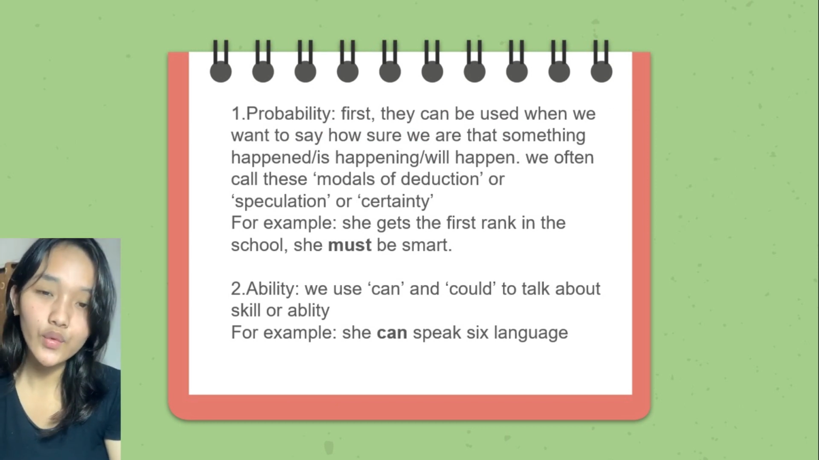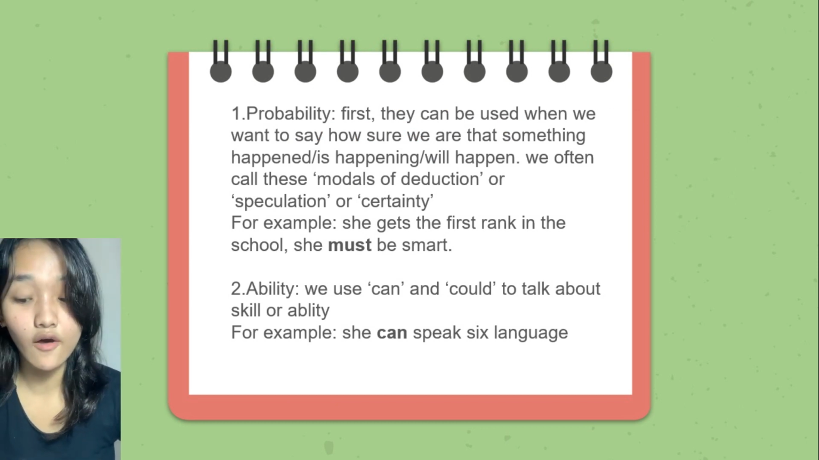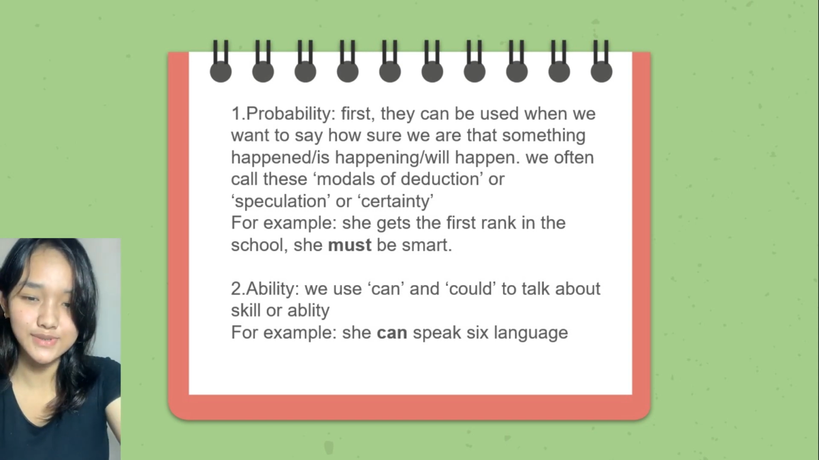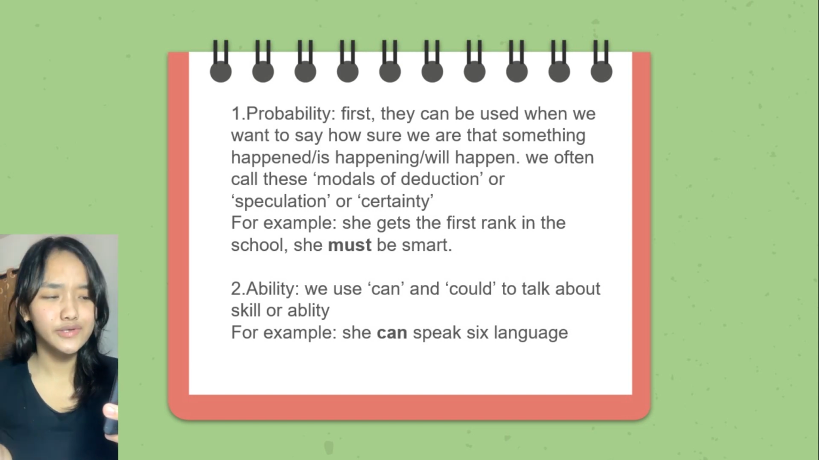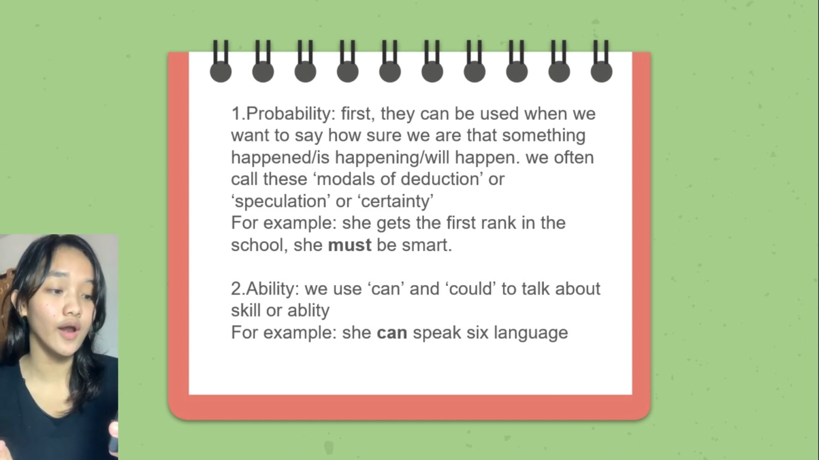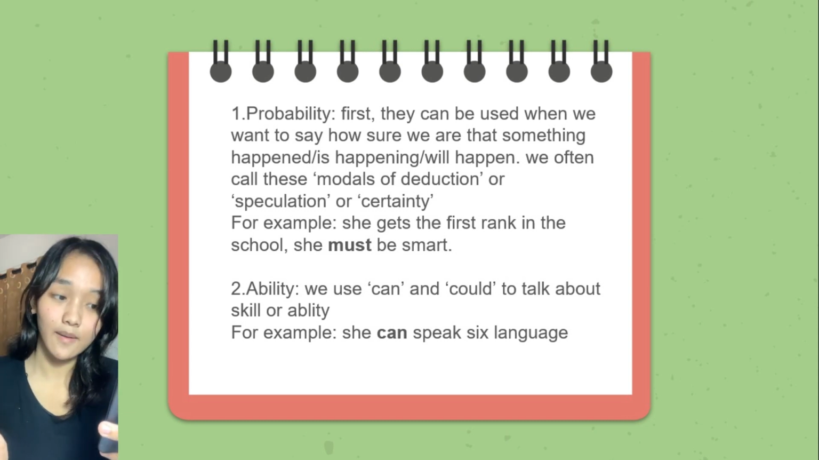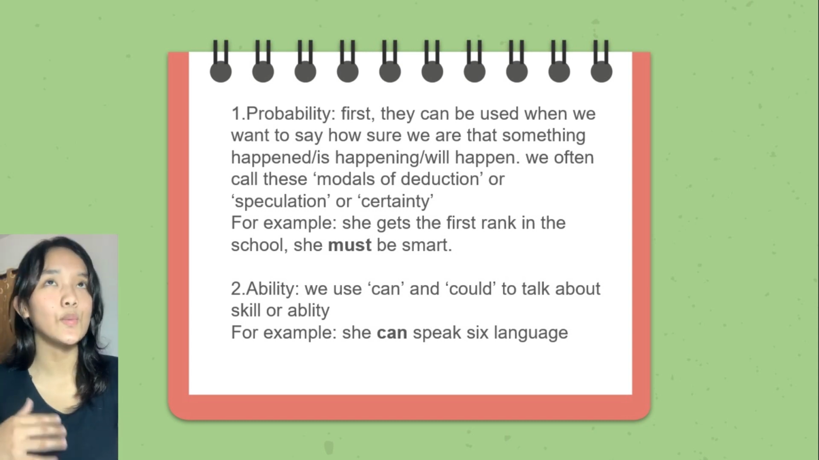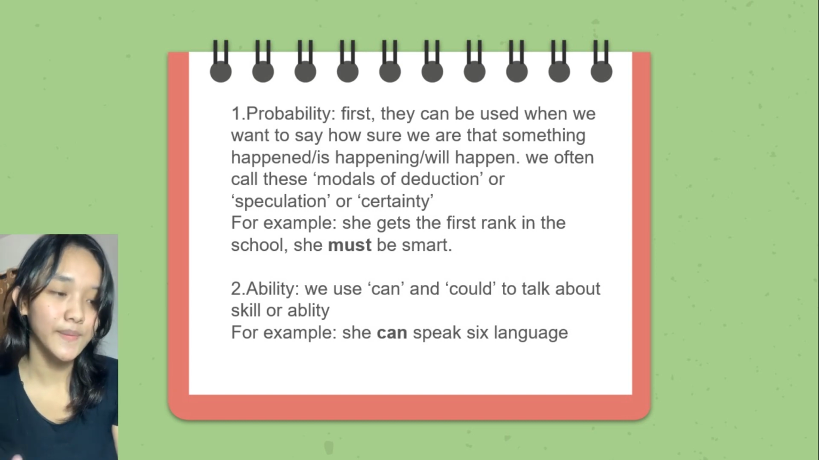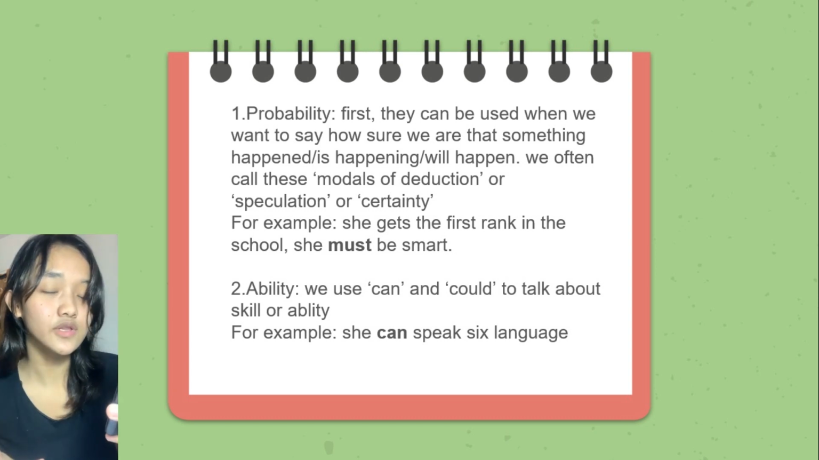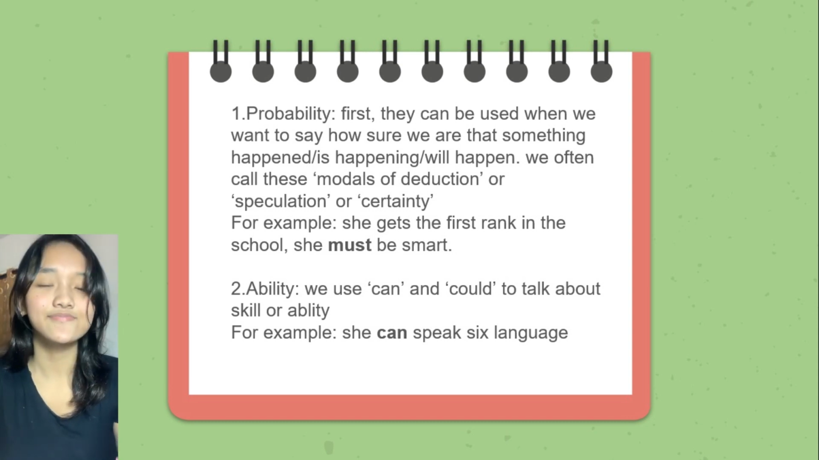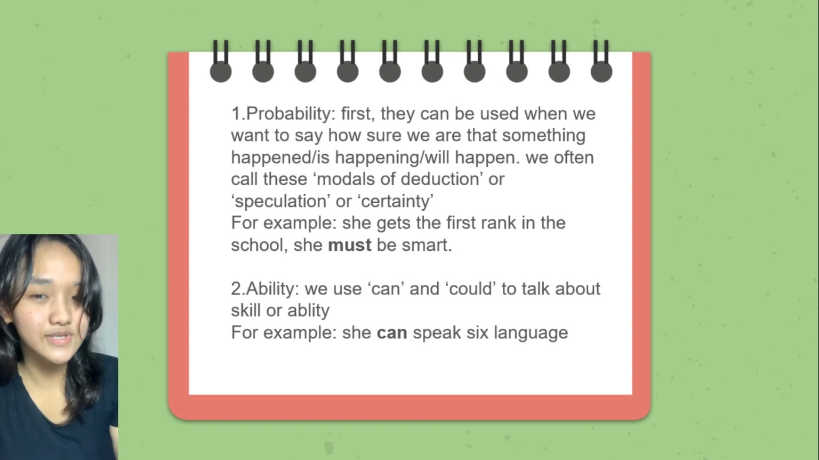Okay, right now we're talking about when to use the modal verbs. So, the first one is probability. Modal verbs can be used when we want to say how sure we are that something happened, is happening, or will happen. So, past, present, and future. We often call these modals of deduction, speculation, or certainty. For example, she got the first rank in the school. She must be smart. The modal verb here is must.